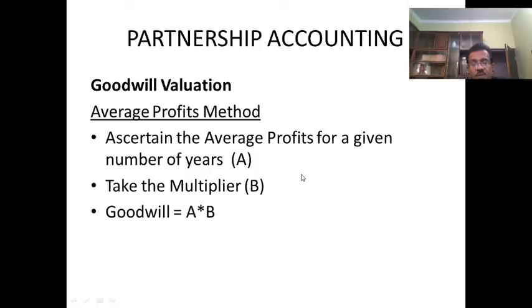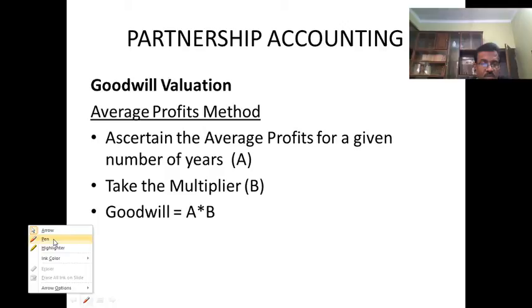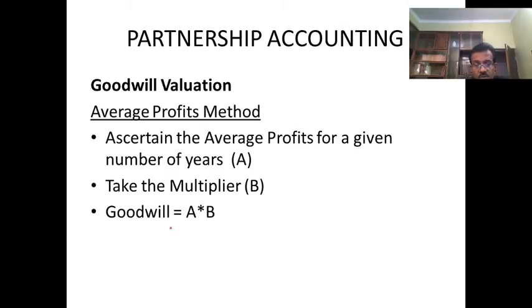The average profits method is to ascertain the average profits for a given number of years and take the multiplier. The multiplier will be given in the sum in this way; they will use words like 2 years purchase, 3 years purchase. So 2 years, 3 years is nothing but the multiplier. Goodwill is equal to average profits for a given number of years multiplied by the multiplier. What you get is called the goodwill.